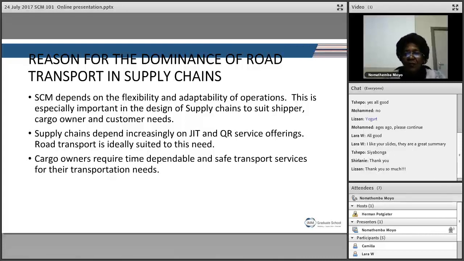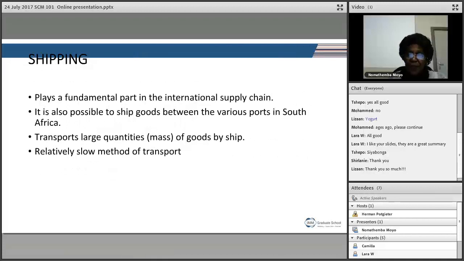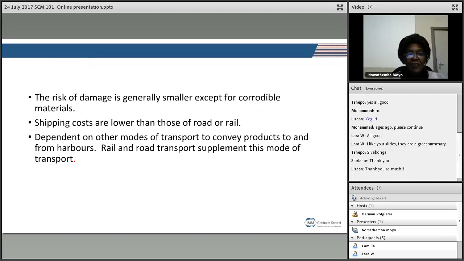We know it's the flexibility and adaptability of operations. This is especially important in the design of supply chains to suit shipper, cargo owner, and customer needs. Supply chains now depend so much on JIT and QR service offerings. You continue. This is what we have on transportation.